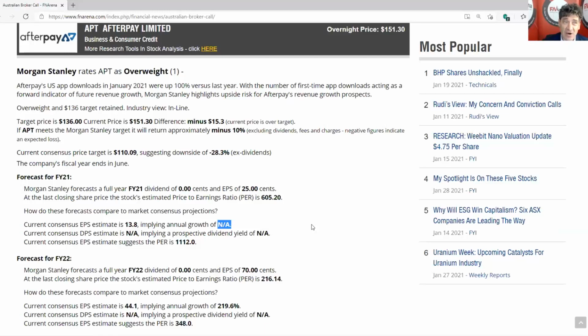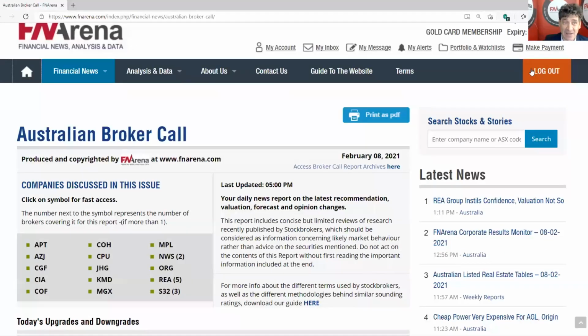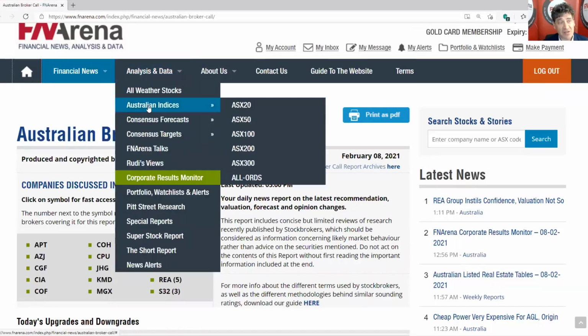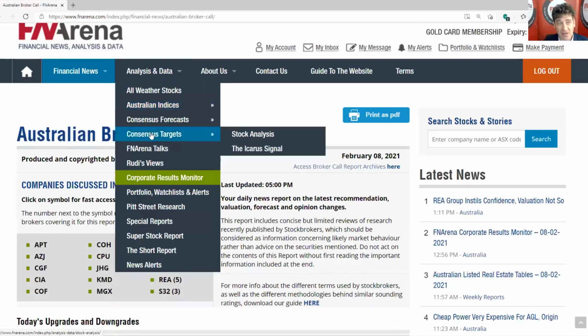But elsewhere on the website, and if I take you, for example, to our second most popular feature on the website, then we go to the analysis and data column, and we have indices, and we have forecasts, and we have targets, depending on what you're looking for. Now, targets and forecasts both have stock analysis in it, because that's where you go in when you are looking for that specific application on the website.